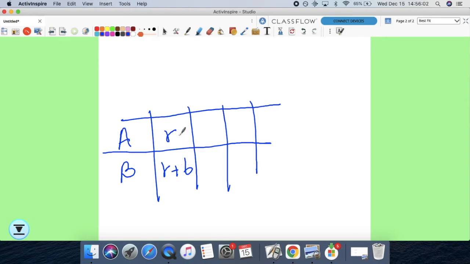Okay, and then they travel for 4 hours. Rate times time equals distance. This is going to be 4r. This is going to be 4r plus 24.